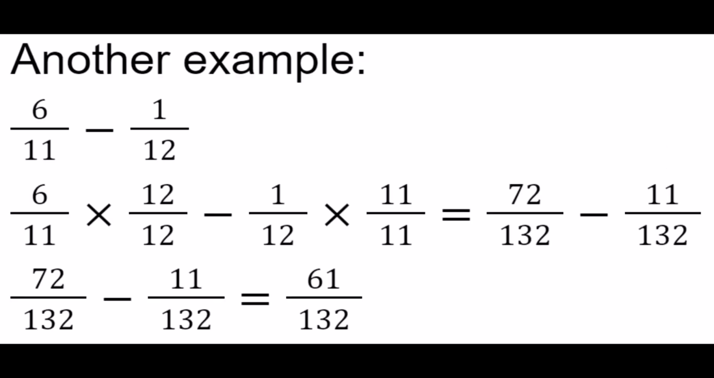Another example is 6 over 11 minus 1 over 12. 6 over 11 is multiplied by 12 over 12, and 1 over 12 is multiplied by 11 over 11 to get to the common denominator of 132. This gives you 72 over 132 and 11 over 132. Subtracting, you will get 61 over 132 as your final answer.